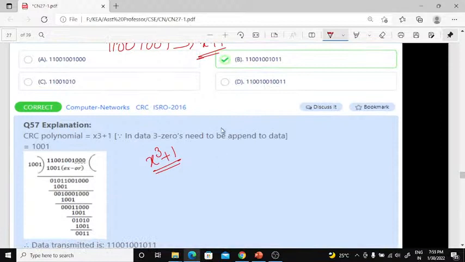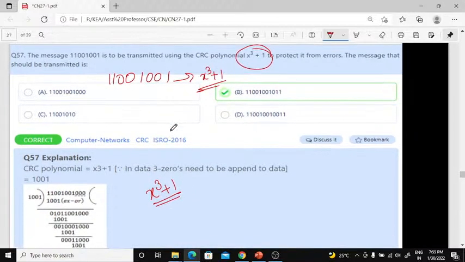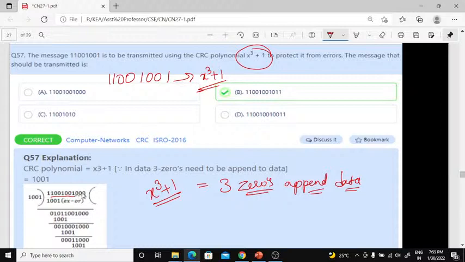So here this is the data, 11001001. Since x cube plus 1 is there, 3 zeros are appended to the original data.